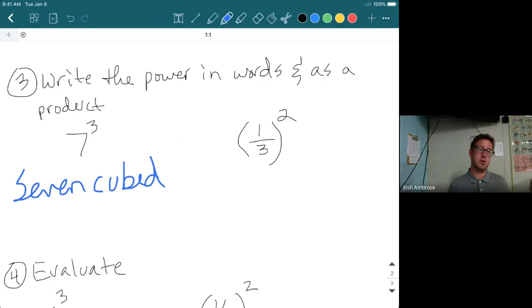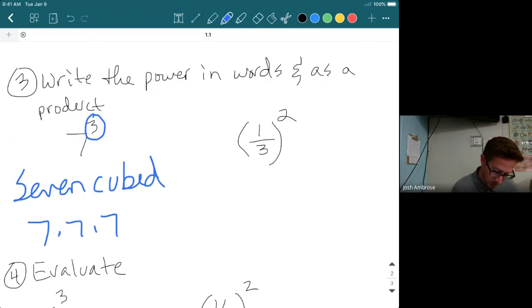Now we need to write this as a product. All that means is take the base number, which is 7, and then how many 7s do we have? We have 3 of them. So 7 times 7 times 7. I now see 7 times itself 3 times. That's it. All right, so that's how that one looks.